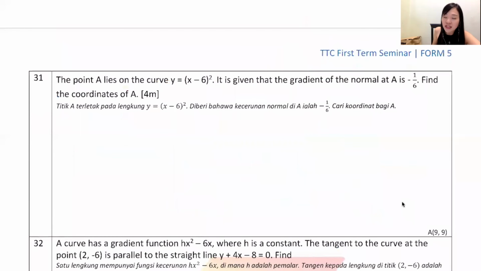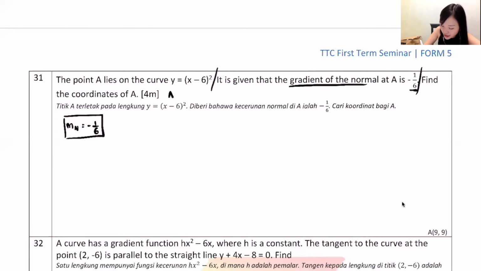So question 31, they say point A lies on the curve, so there's a point on the curve to start. It's given that the gradient of the normal at point A is -1/6. Okay, I read for you guys. This -1/6 is the gradient of normal. I write it out: gradient of normal is -1/6. And then nothing else they say. They just say, find the coordinate A.